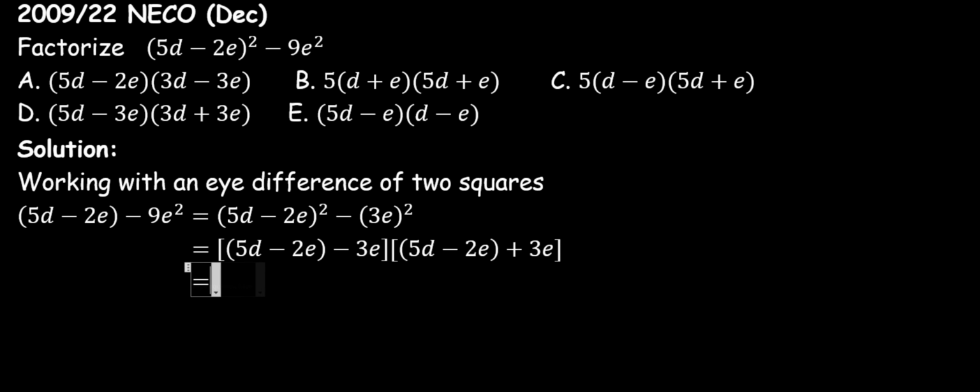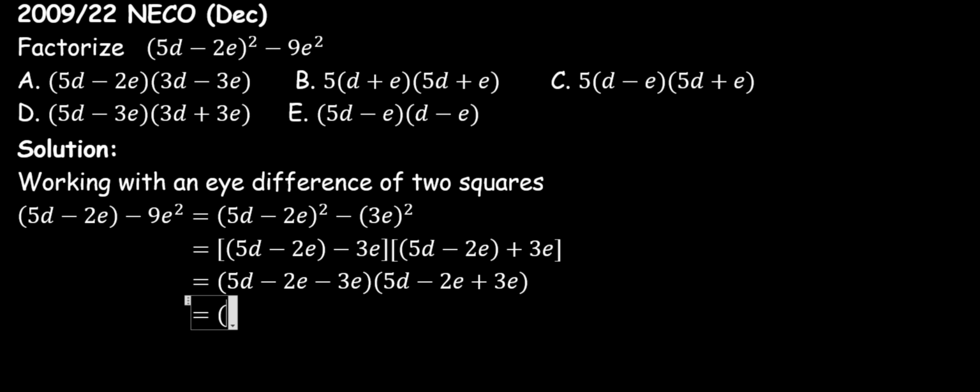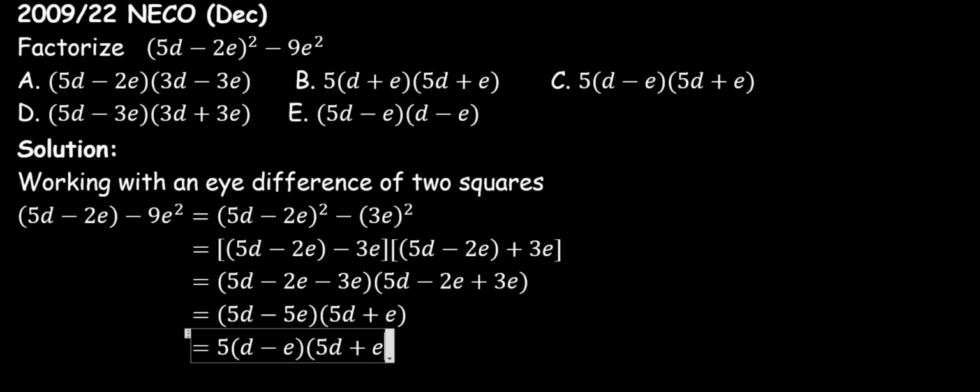Once that is achieved, we can now open up bracket within bracket, and that will give us (5d minus 2e minus 3e) into another bracket (5d minus 2e plus 3e). Simplifying further, we now have (5d minus 5e) into another bracket (5d plus e). The first bracket, we can simplify 5 out of it, and we have 5 into (d minus e) into another bracket (5d plus e). And that is how far we are expected to go in this given problem.